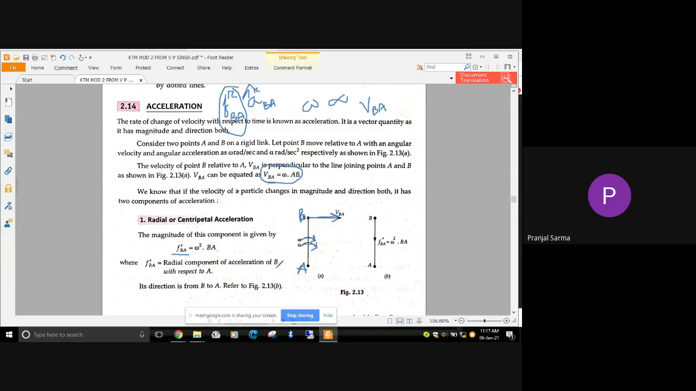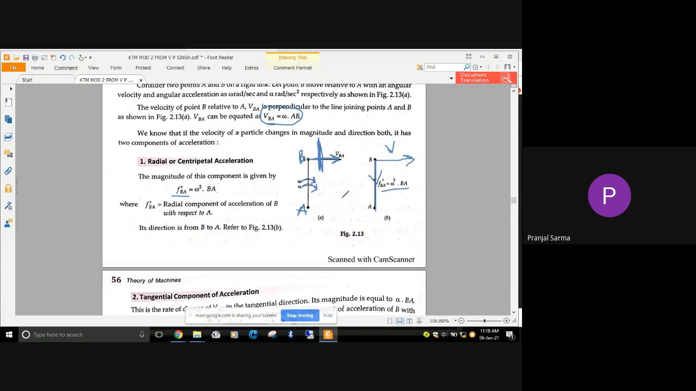Now the direction of it. It is perpendicular to the velocity, so if this is the velocity, the direction is perpendicular to it. For B with respect to A, the direction is from B to A. The magnitude is omega square into this length BA, and you can say it is along the link, or perpendicular to the velocity. That is the radial component, also known as the centripetal component of acceleration.